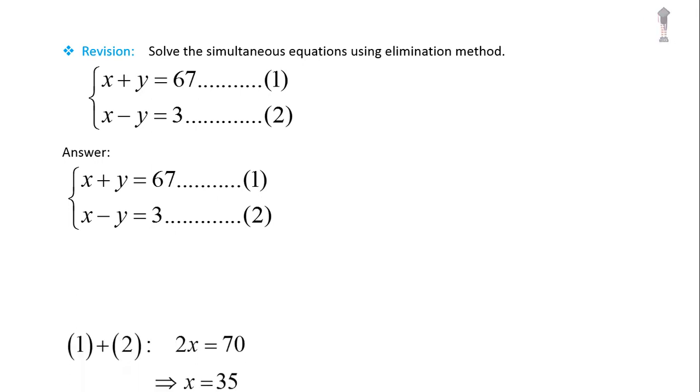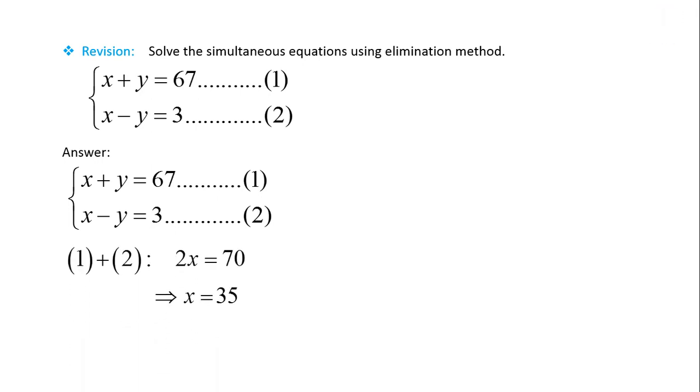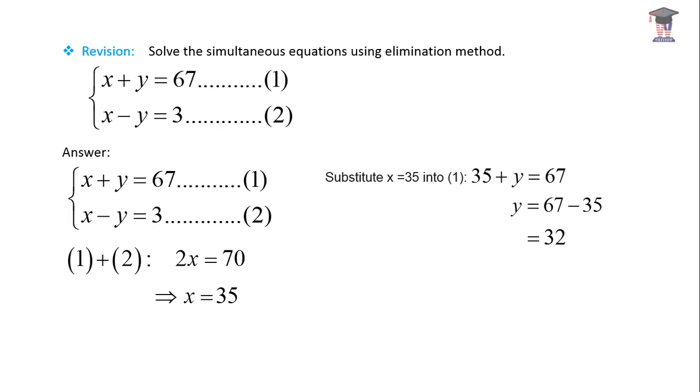So we take 1 plus 2, we will get 2x and y becomes 0, and 67 plus 3 becomes 70. So we solve for x, we get x equal to 35. To find the value of y, we need to substitute x equal to 35 into equation 1. So we get 35 plus y equal to 67. It's implied that y is equal to 67 minus 35, so y is equal to 32. So the solution set we get is (35, 32), which means x equal 35 and y equal 32.